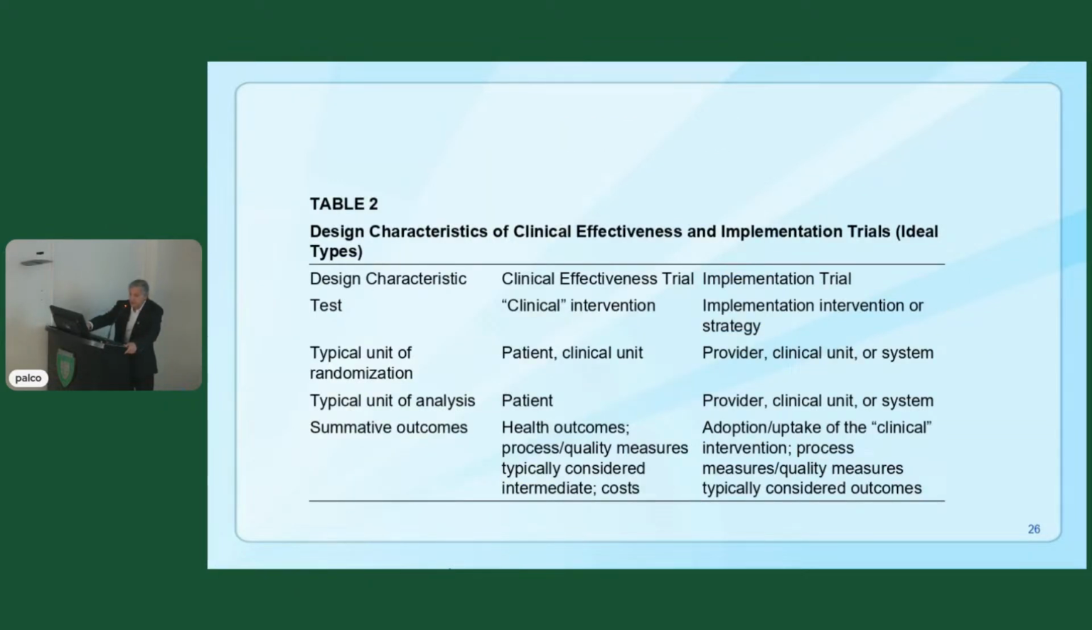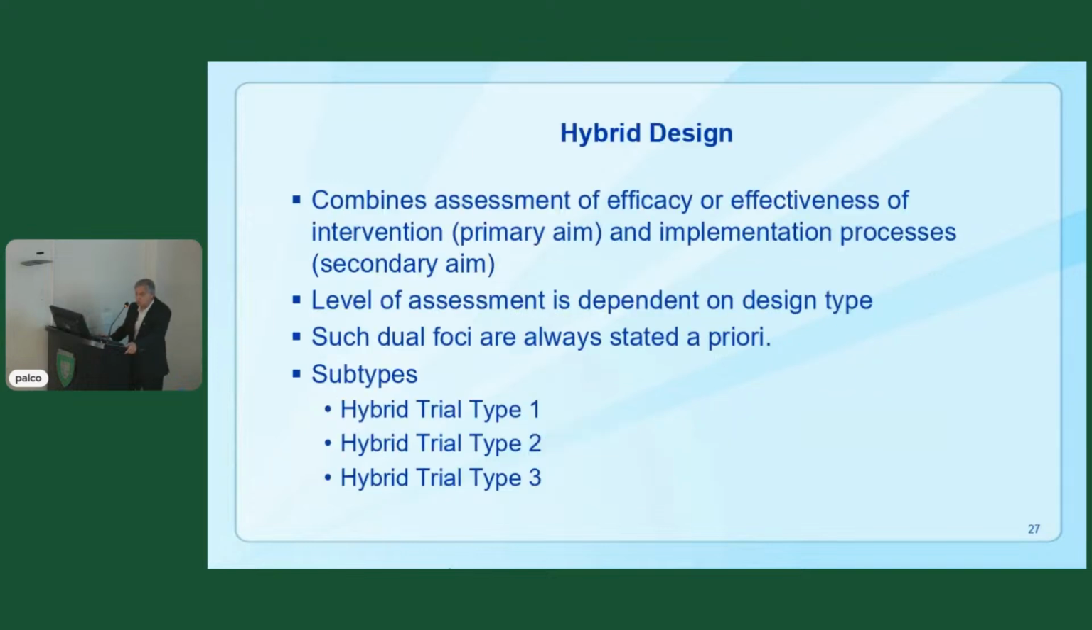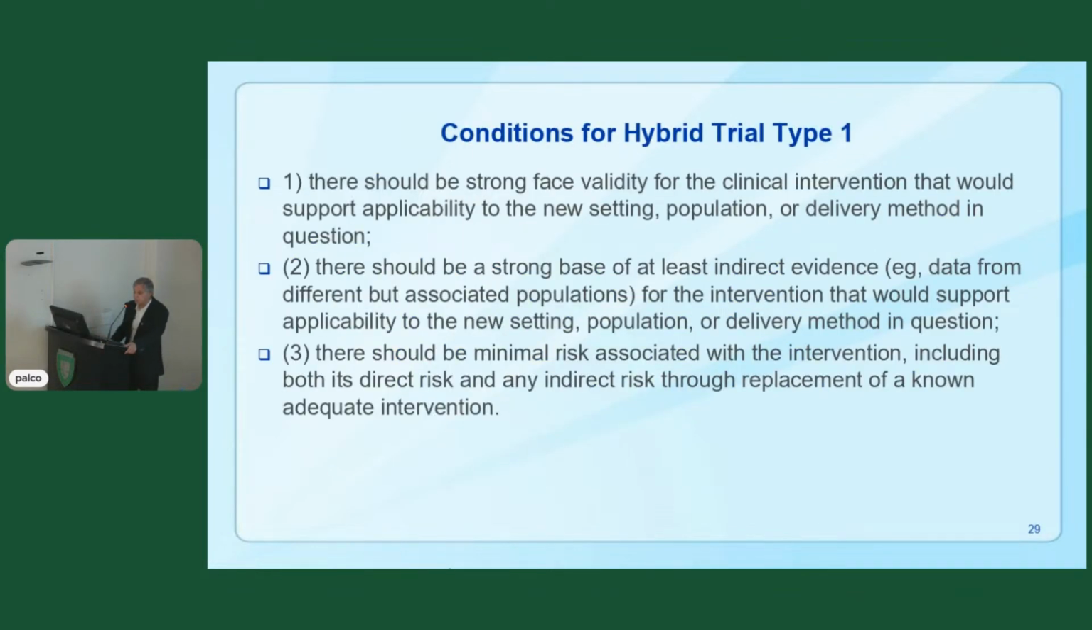The summative outcomes in a clinical trial, clinical effectiveness, are health outcomes, but you may add a little bit of process and quality measures. That's called hybrid type 1. So there should be a strong face validity for the clinical intervention that would support applicability to the new setting, population, and delivery method in question.